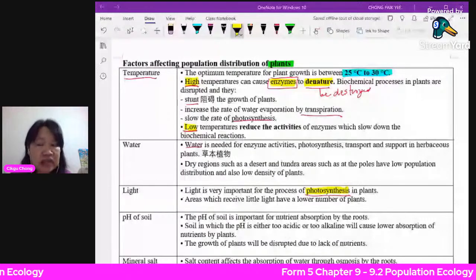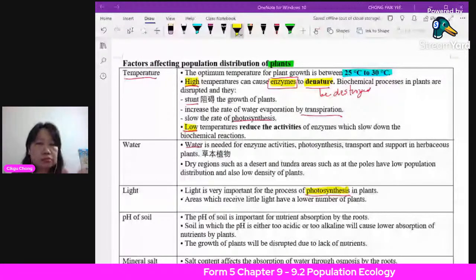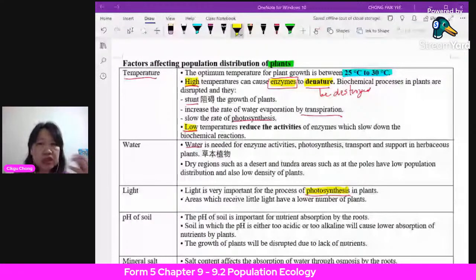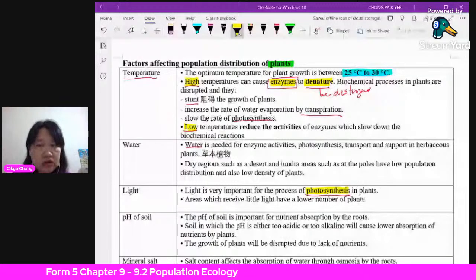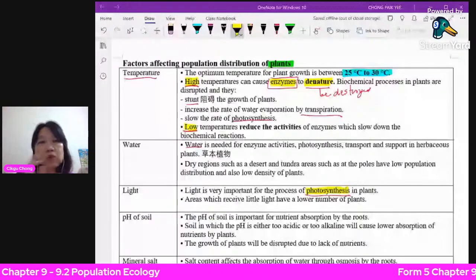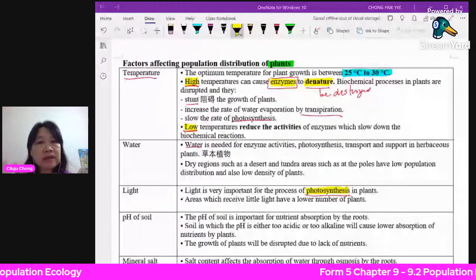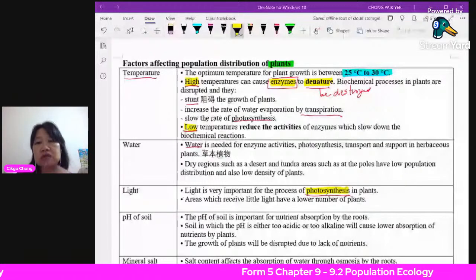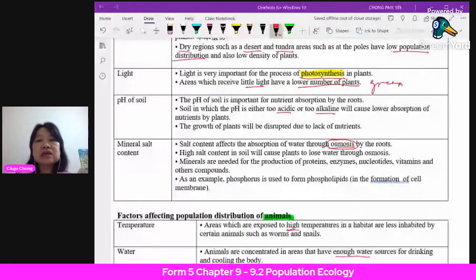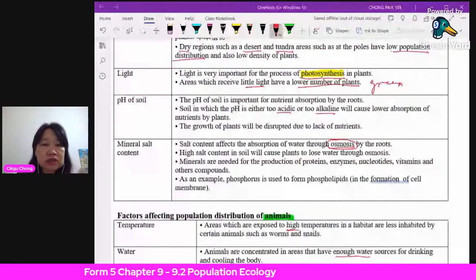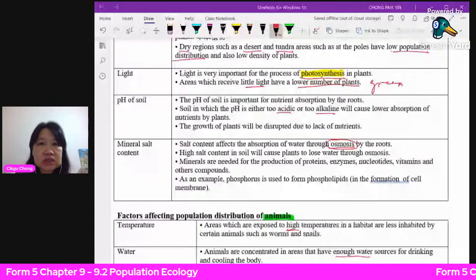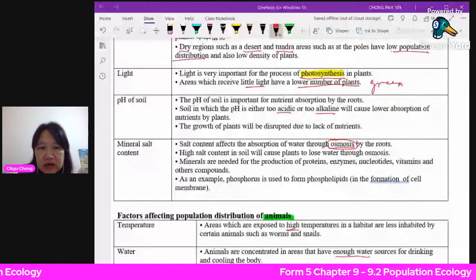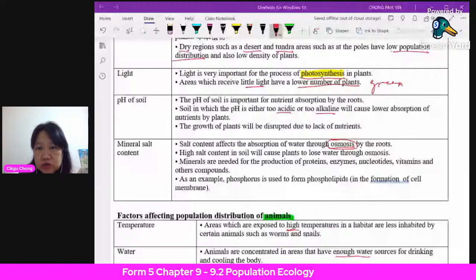Mangrove swamps have special adaptation, so even though the soil has a high salt content, inside the root is even higher in salt, so the water can still go in. But other plants don't have the adaptation, so water will come out of the root. That means it will lose water. Once it loses water, very soon it will wilt, and then slowly it will die off. So a high salt content in the soil will cause the plant to lose water through osmosis.